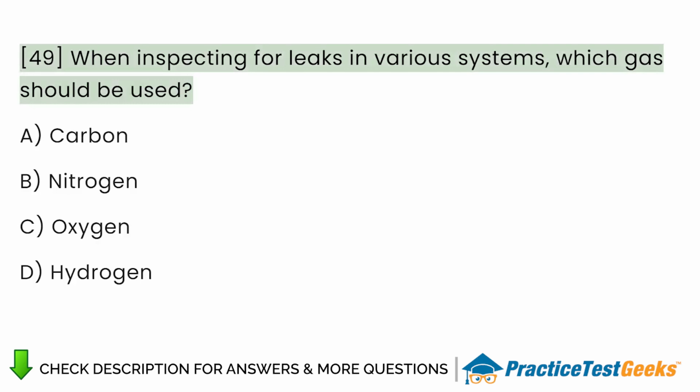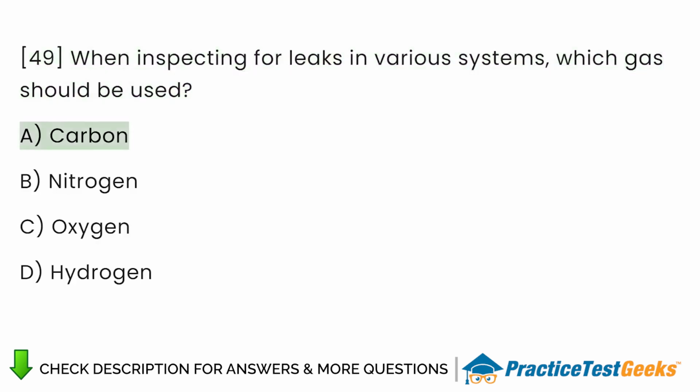When inspecting for leaks in various systems, which gas should be used? A. Carbon. B. Nitrogen. C. Oxygen. D. Hydrogen.